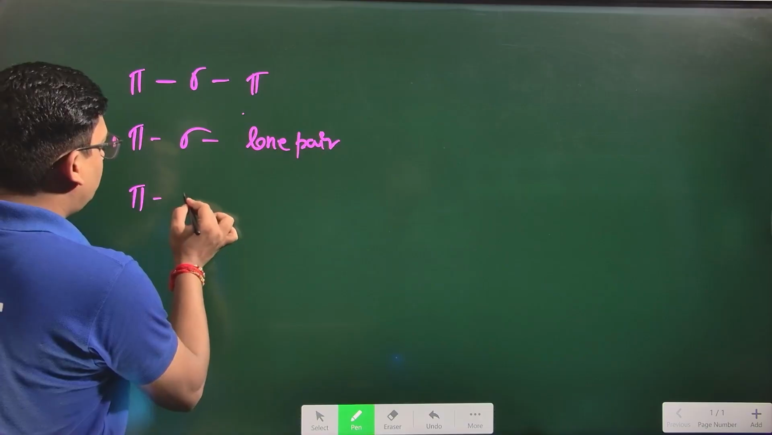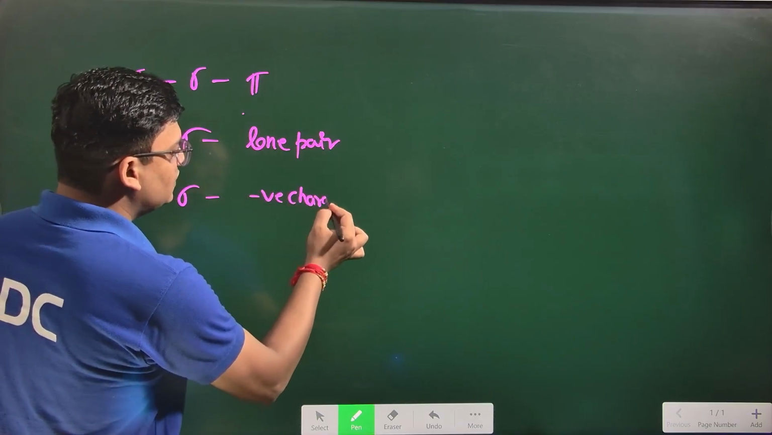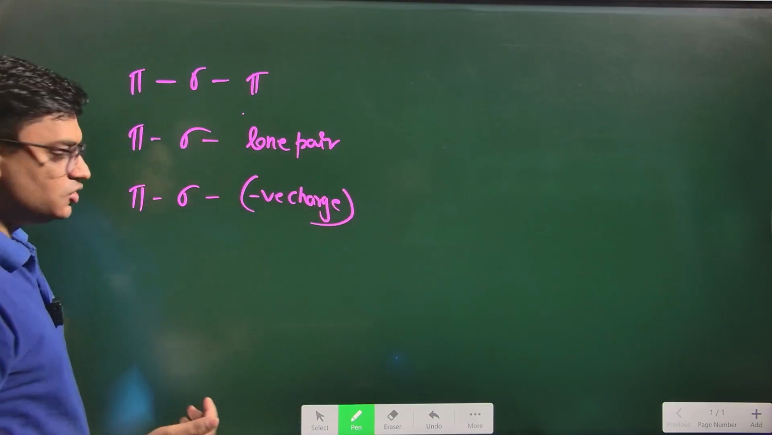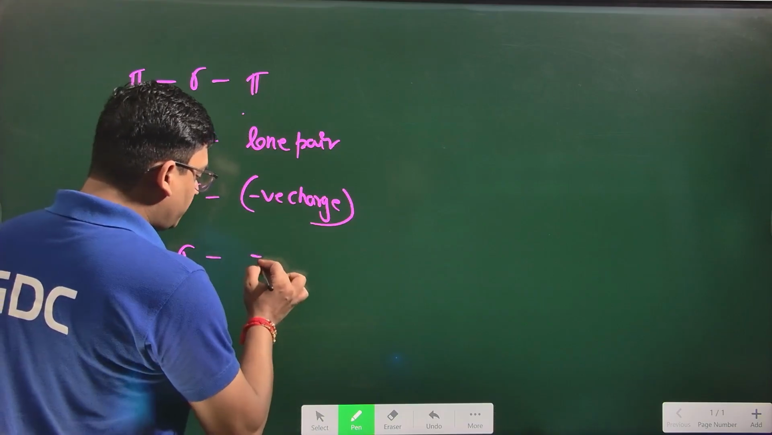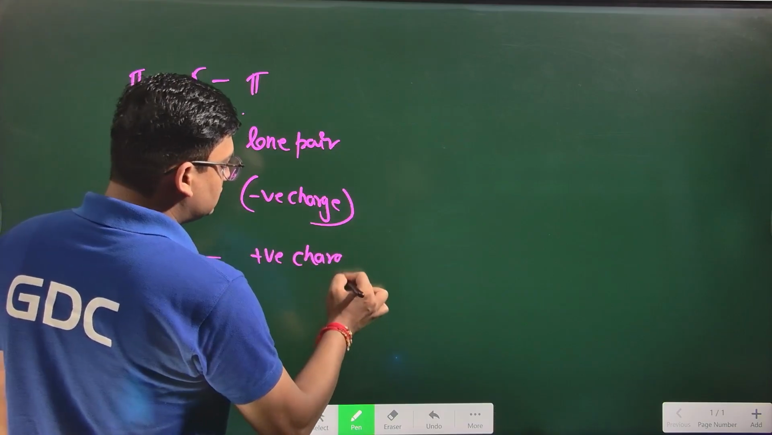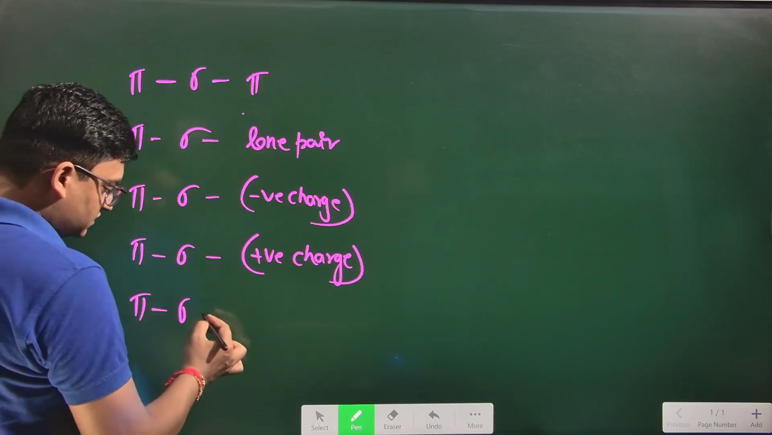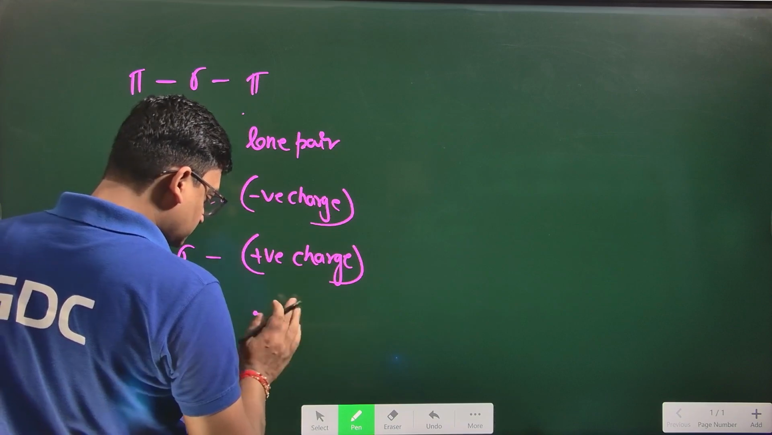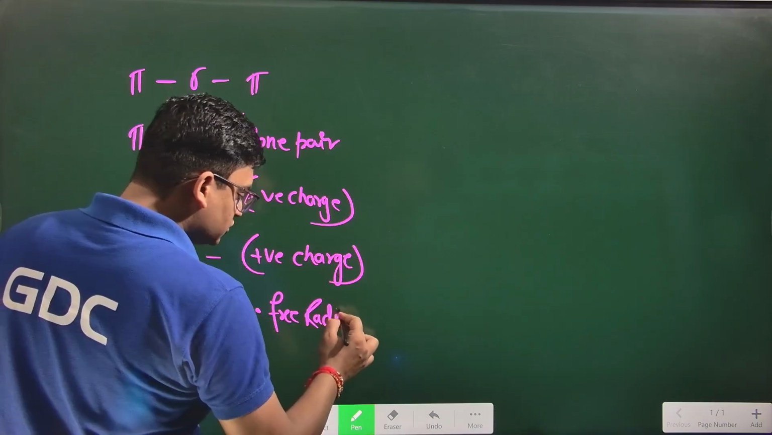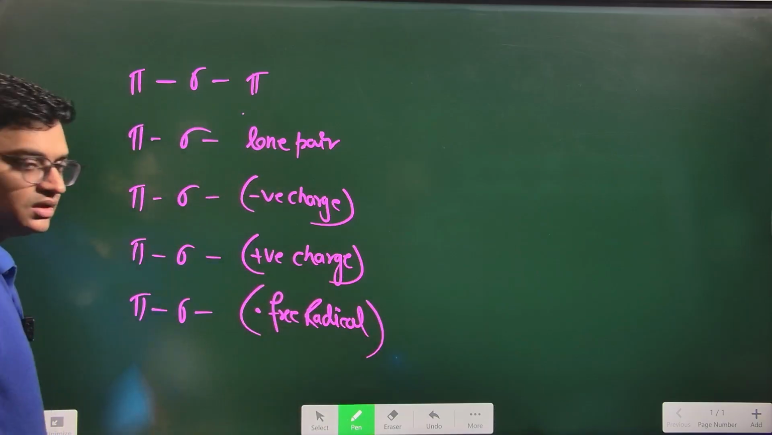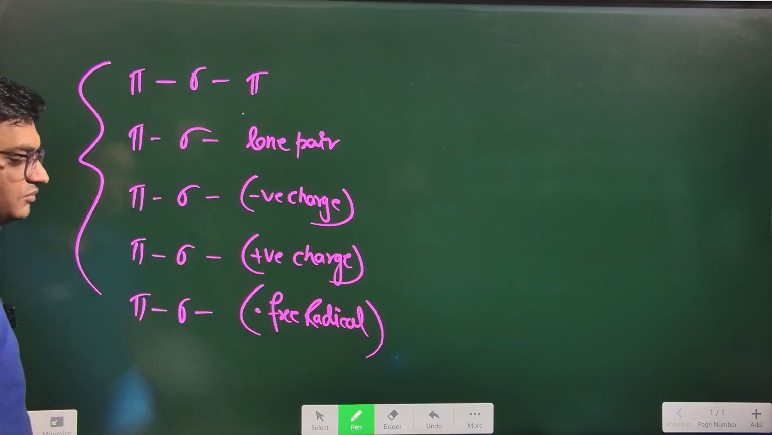If a compound has a sigma bond, pi bond, sigma bond and negative charge, then the compound is in conjugation. If it has a pi bond, sigma bond and positive charge, that condition is also a conjugation. Next, pi bond, sigma bond and free radical. Okay, free radical. So this is also a case for conjugation. These all are conjugation examples. All these are conditions for a compound to exhibit conjugation.